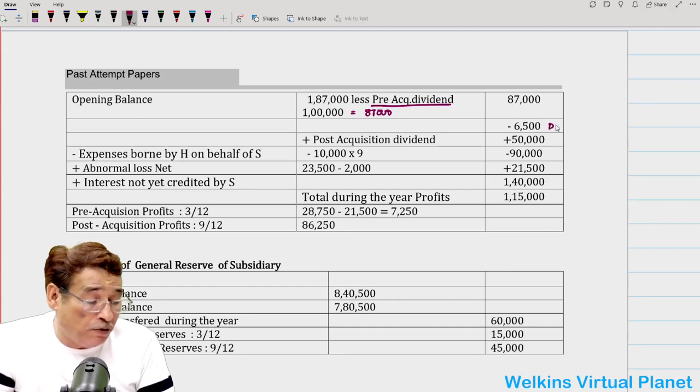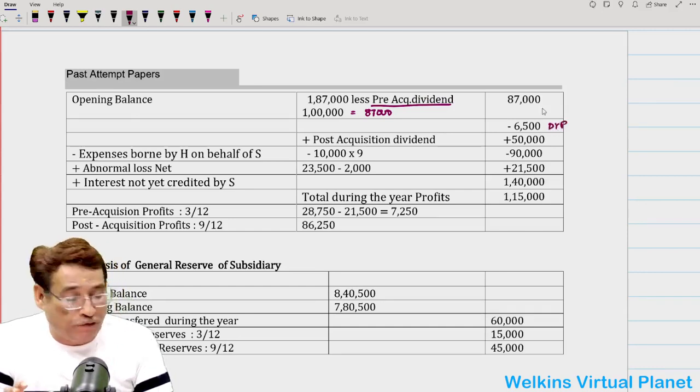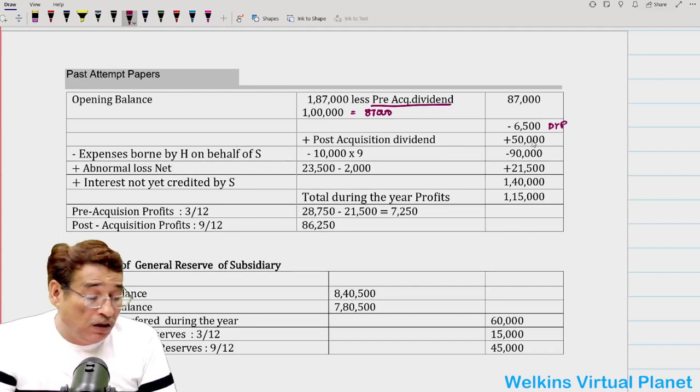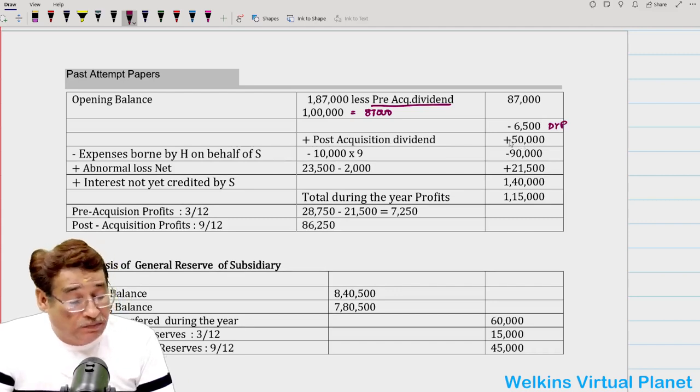This is my during the year profit, the difference between closing and opening balance. Now in this case, I will add post-acquisition dividend 50,000.